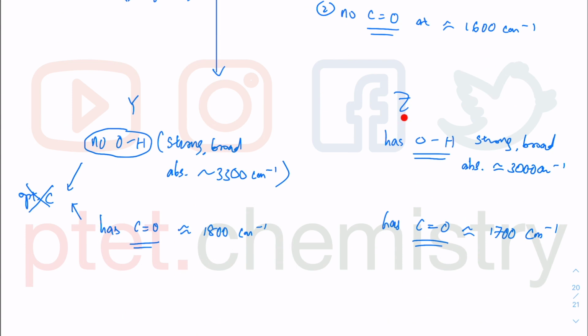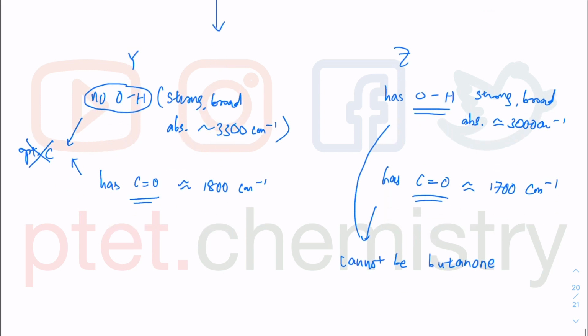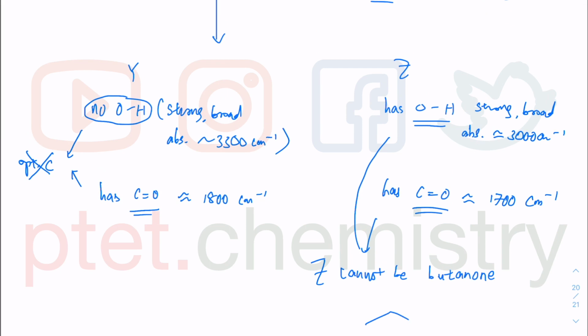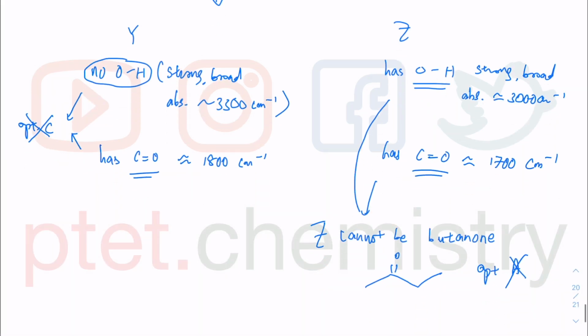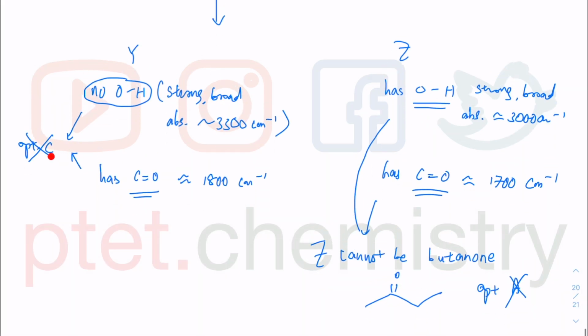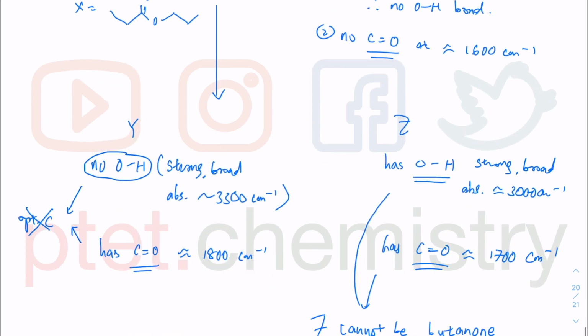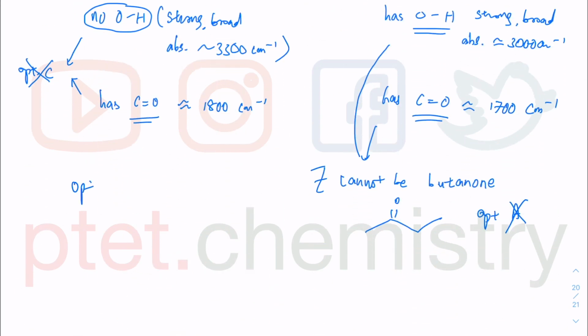But let's have a look at Z. Z has OH and it has C=O, so it cannot be butanone. Butanone is just a ketone. A ketone basically only has C=O, but it has no OH. This one has OH, so we know option A is definitely wrong. So A is wrong, C is wrong, and D is wrong. You're left with option B. That must be the correct answer.